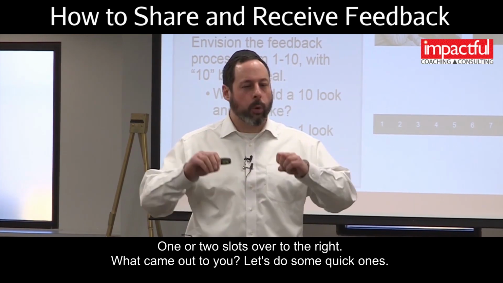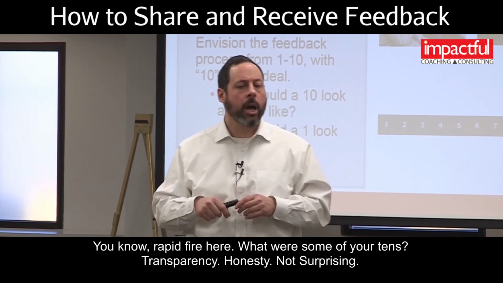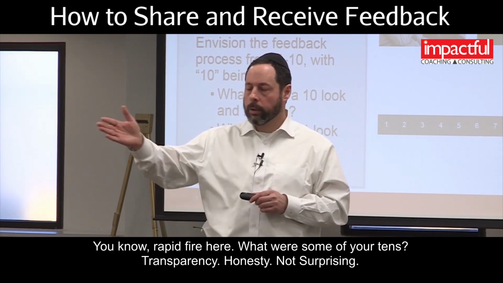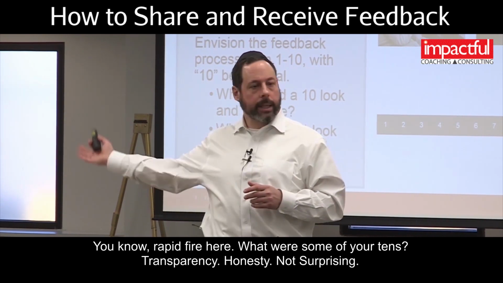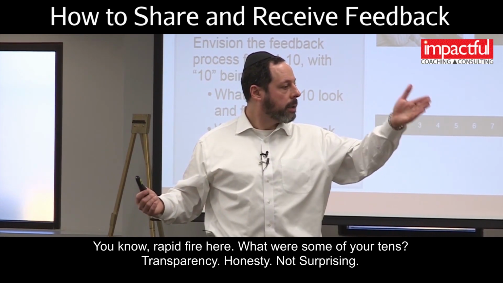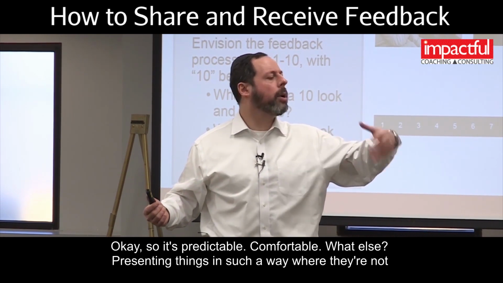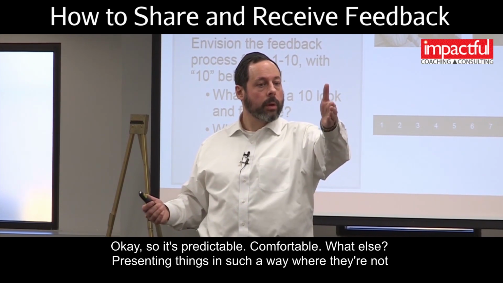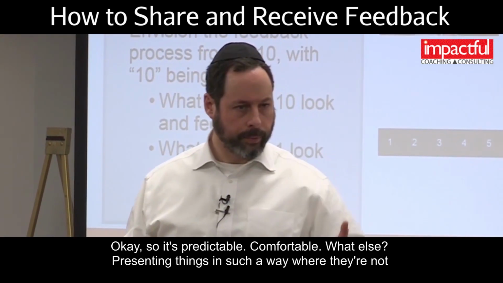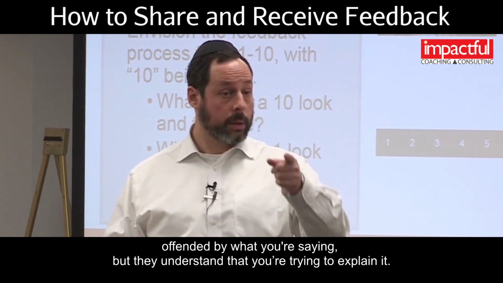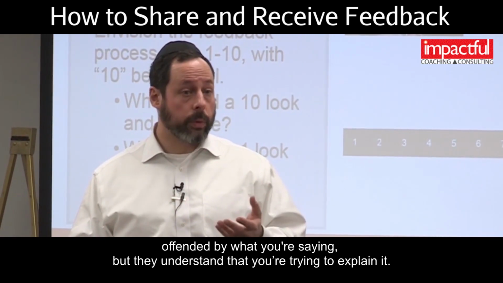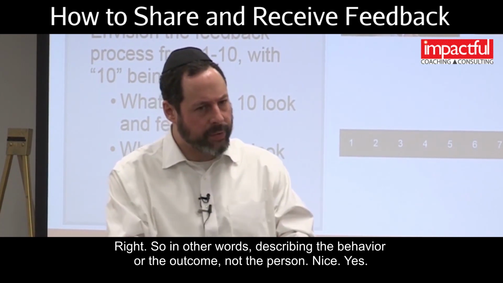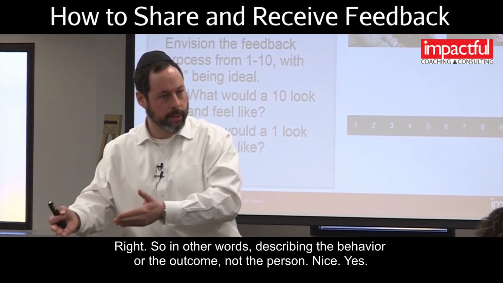What came out to you? Let's do some quick ones, rapid fire here. What were some of your 10s? Transparency. Honesty. Not surprising. Okay, so it's predictable, comfortable. What else? Not attacking someone's sensibilities. Presenting things in such a way where they're not offended by what you're saying, but they understand that you're trying to explain a subject. Right, so in other words, describing the behavior or the outcome, not the person.